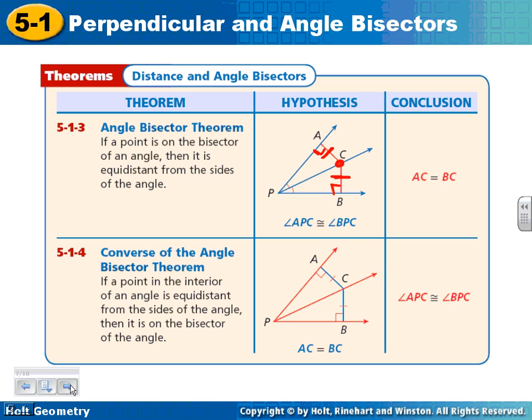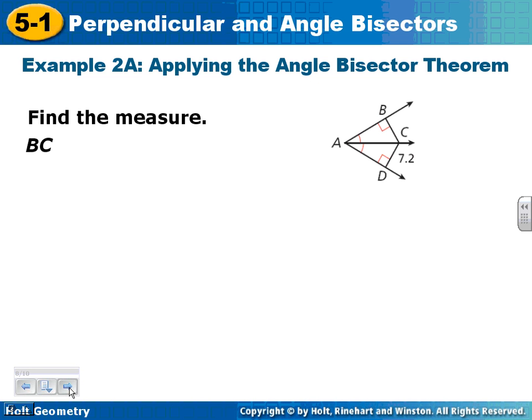The converse of that says, if this point C, if I'm given the tick marks, that means this ray is the angle bisector. So I can go ahead and put these arc marks in there. So it goes both ways. That's the converse. So look at this example.